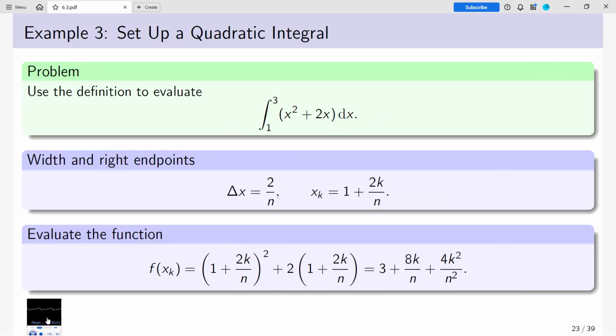The lower limit is 1, so the right endpoints begin with 1 plus 2k over n. Expanding f of x sub k produces constant k and k squared terms. The algebra is growing, but it has not yet requested its own postal code.